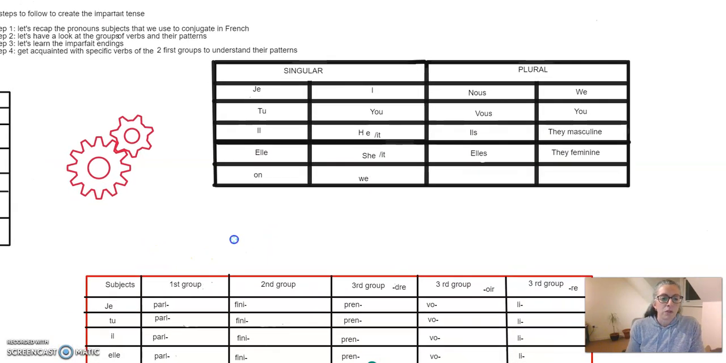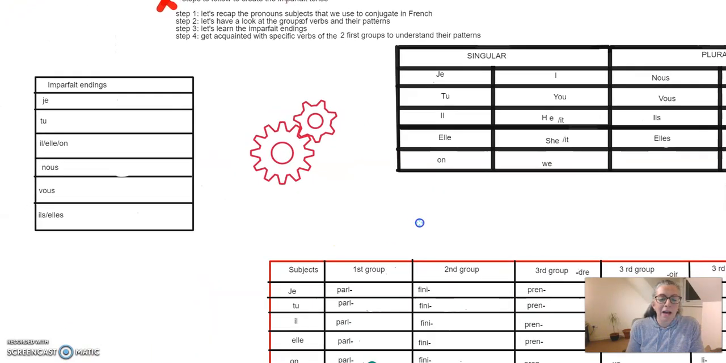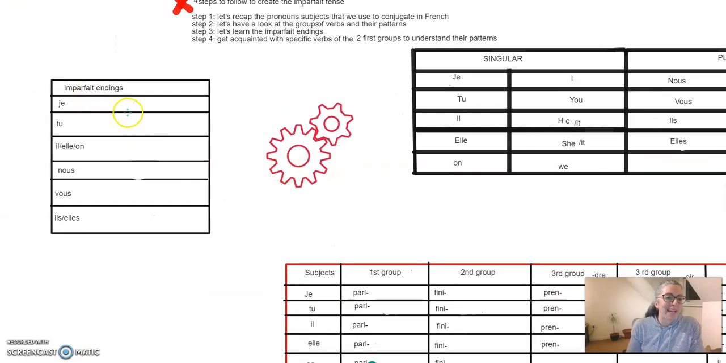Okay. So the next step is to have a look at the imperfect endings. So let's see, based on who is doing the action, how the endings are going to be written. So je is going to be associated with AIS. Tu is going to be associated with AIS. Il, elle, and on will be associated with AIT.